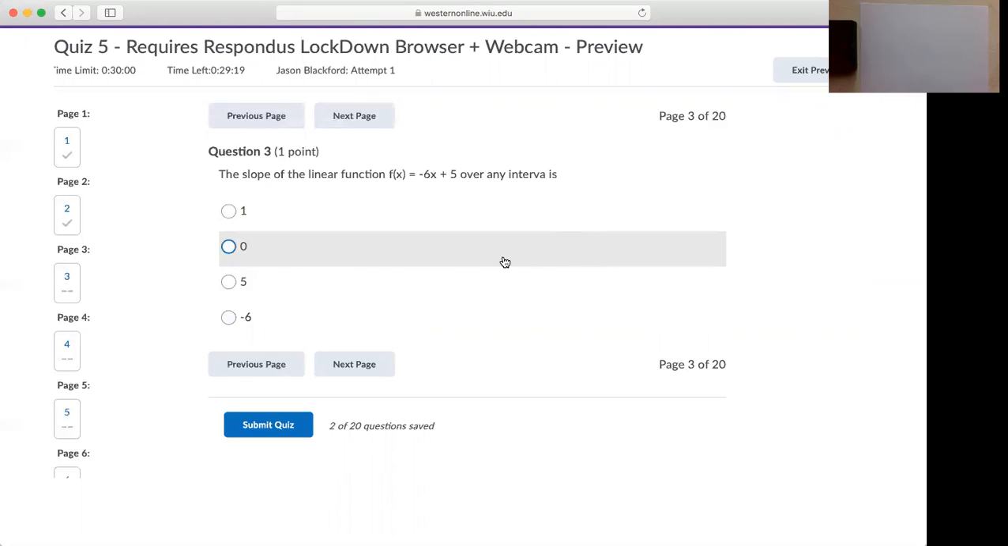Number 3, similarly, I'm asking for the slope of this linear function. That's just the slope of the corresponding line. And we can see it's already in y equals mx plus b form, and the slope is -6.